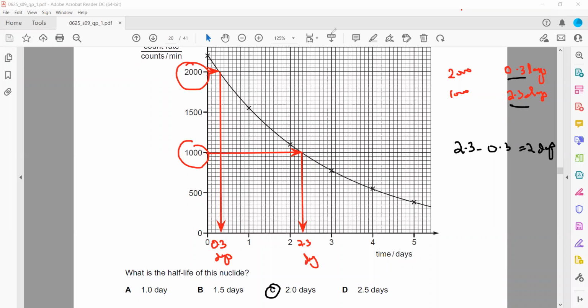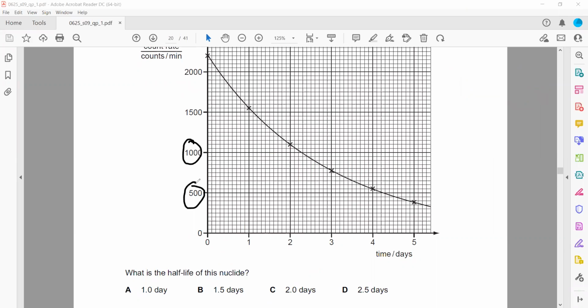And you can take any value. It's not necessary that you take 2000. You can take 1000, and half of 1000 will be 500. That does not make a difference to the final answer. So when it is 1000, it is 2.3, and then when it is 500, it is 4.3. So this is 2.3, this one is 4.3. So the time interval is again 2. So it also takes 2 days to become half of its original value.